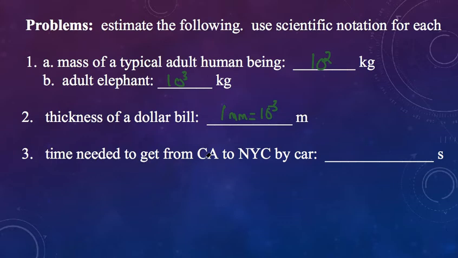The time needed to get from Canandaigua Academy to New York City. Well, it's about a 5-hour drive. If I convert 5 hours into seconds, there are 3,600 seconds in 1 hour. The hours cancel out, and since we're just getting a rough idea, we can say this is 5 times about 4,000. And 5 times 4,000 is approximately 20,000 seconds, or 10 to the 4th seconds.